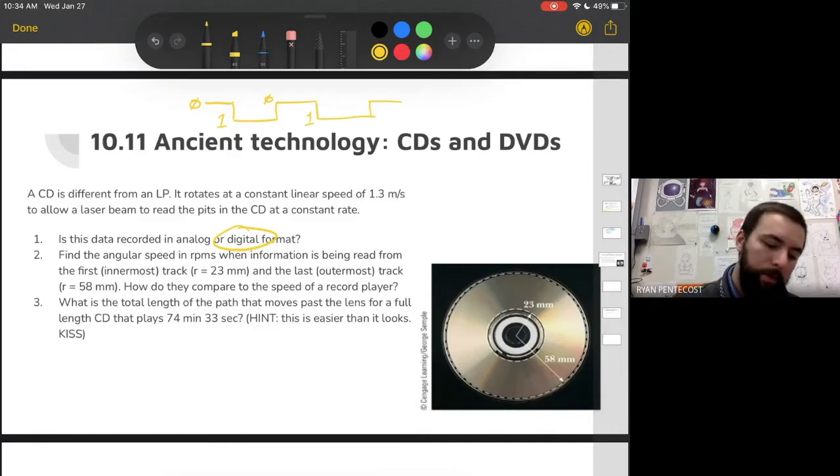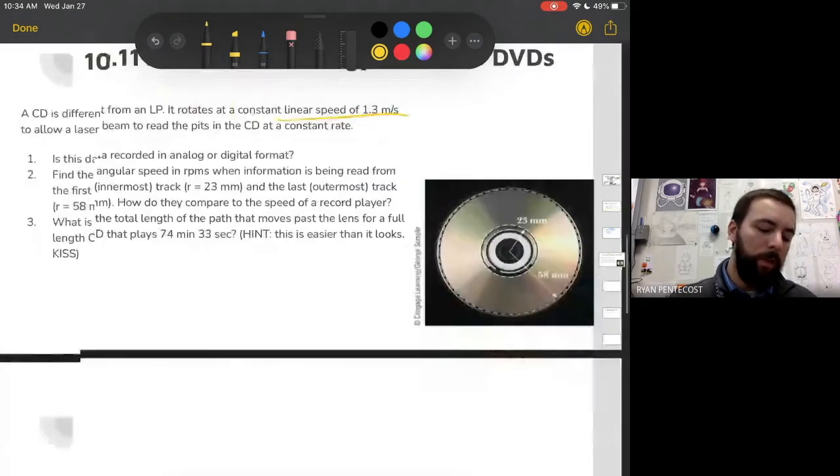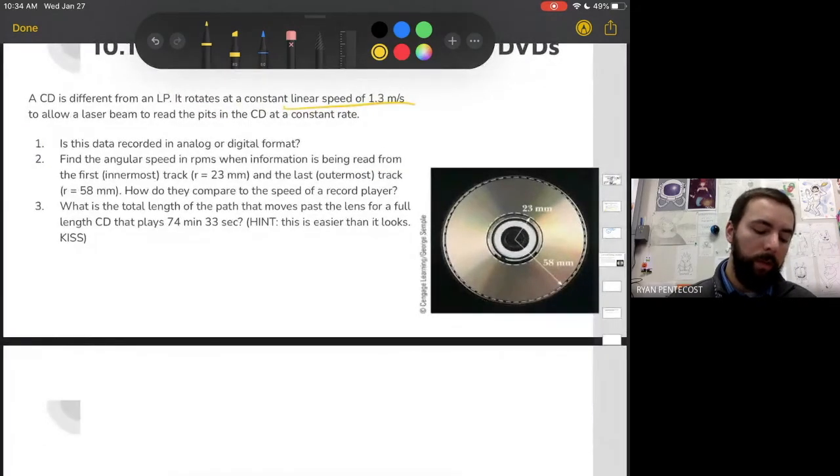All right, now, on to what the question is asking us. A CD is different from an LP because it has to rotate at a constant linear speed of 1.3 meters per second. And this allows the laser to read the pits in the CD at a constant rate. Now, we want to know the angular speed in RPMs when information is being read from the first track on the CD compared to the last track on the CD. And we want to know how those compare to the speed of a record player.